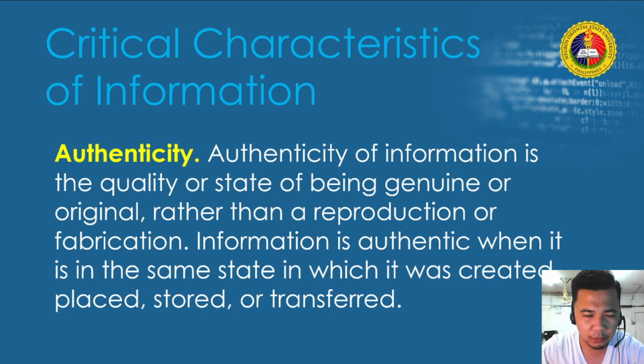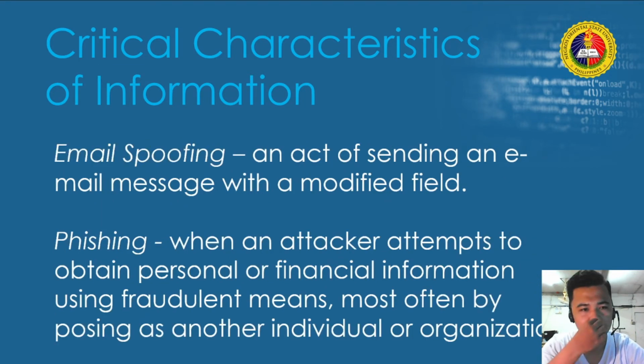one of the ways we can maintain the value of information is to check its authenticity before we provide any information to everybody. Before we receive any information from everybody, we have to check its authenticity, how authentic that information really is. Okay, so that is one of the characteristics of information. Information must be authentic. Okay, so email spoofing, again, is an act of sending an email message with a modified field.